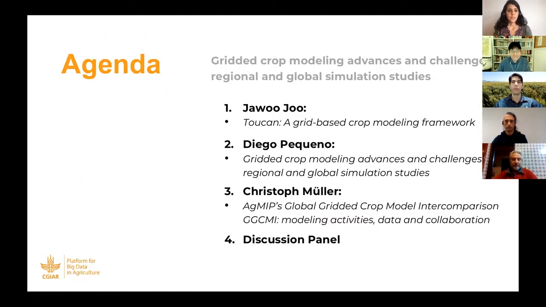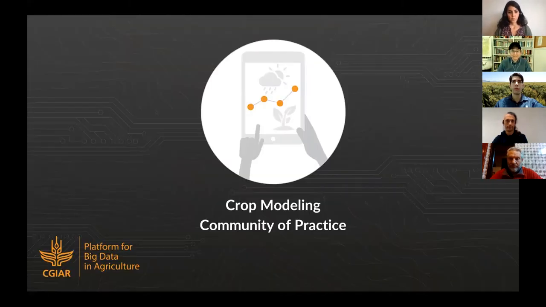Jawoo is going to present Toucan, a grid-based crop modeling framework. Then Diego is going to present the work he has been doing with gridded crop modeling advances, and he will present some examples. And then at the end, Christoph Müller is going to present AgMIP's global gridded crop model intercomparison, GGCMI. He's going to present some modeling activities, data, and some collaborations he is carrying out. So I'm going to turn it over to you, Jawoo, and thanks a lot for being here.